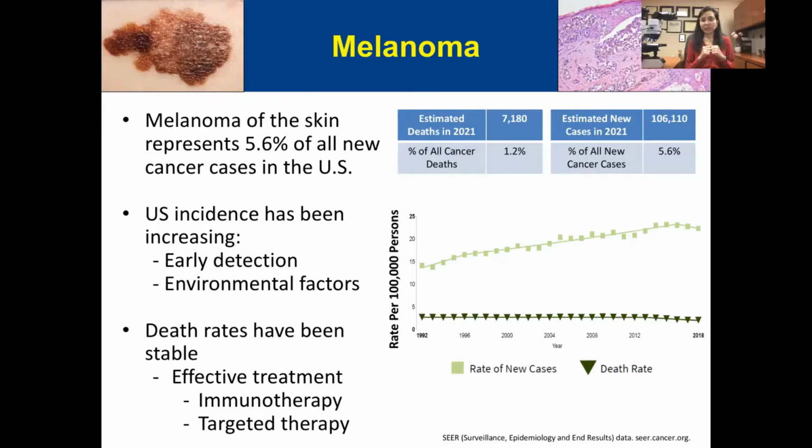So melanoma, at least in the US, represents about 5.6% of all new cancer cases. As you see here, the incidence in the US has been increasing over several decades, most likely due to early detection of melanoma. People pay more attention to pigmented lesions, and of course it also depends on environmental factors such as ultraviolet light. But the good news is that the death rate, as you see in this figure, has been stable for several decades, most likely because of effective treatments that are available now, especially for advanced stage melanoma patients, such as immunotherapy and targeted therapy. So those are the good news.